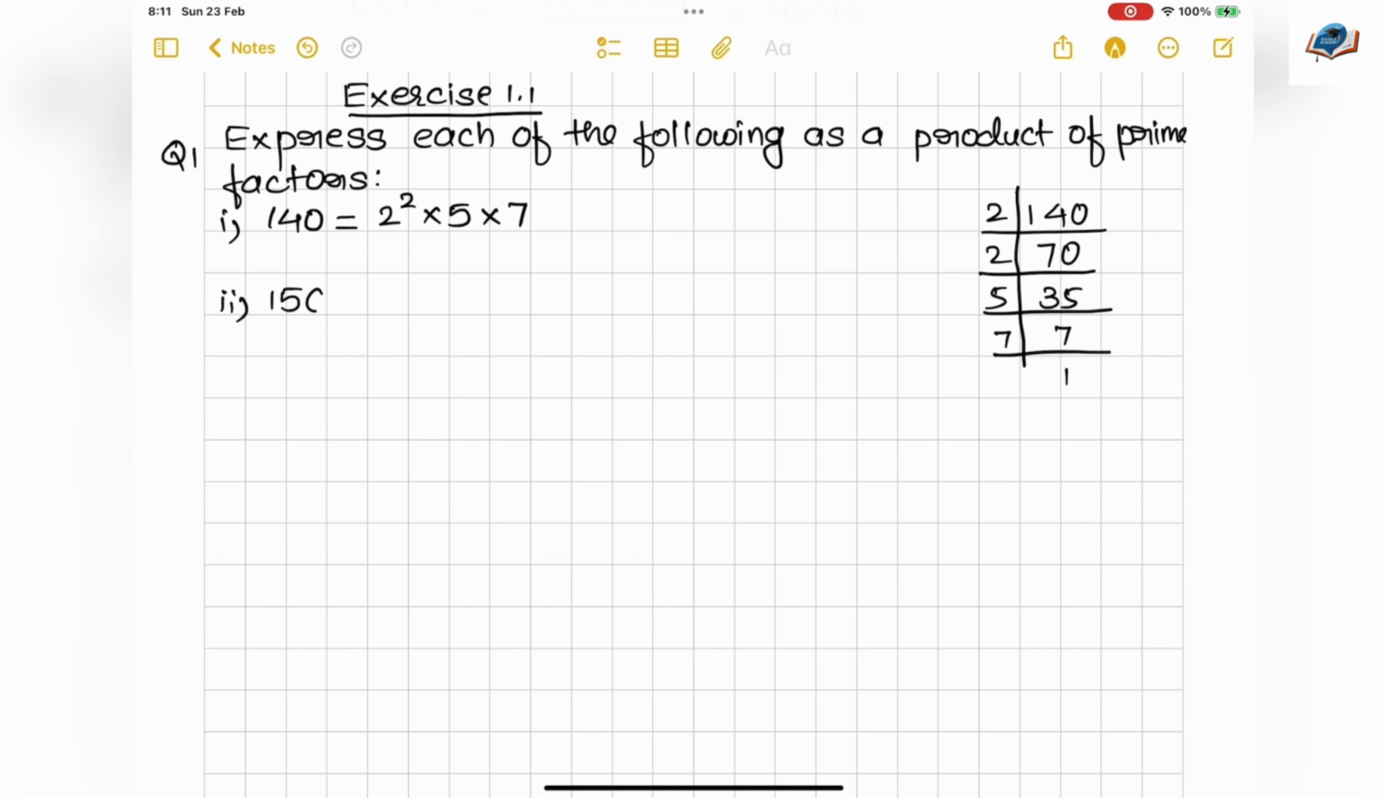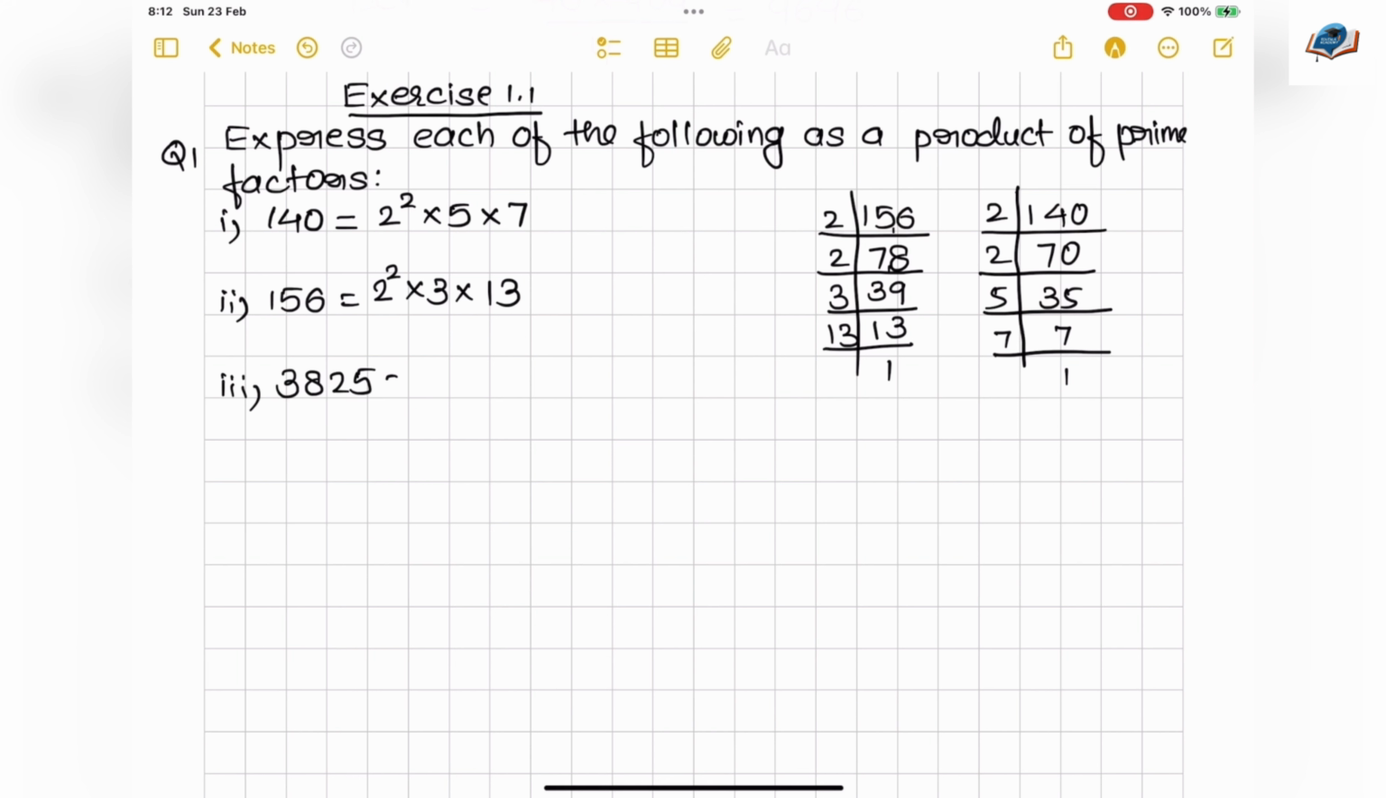So now for 156, if I want to do, so 156 with 2, 2 sevens are 14, so 78. Again 2, so 2 threes are 6, 39. Now 3 ones are 3, 3 thirteens are 39, so 13. So 2 square into 3 into 13. Then the third one says 3825.